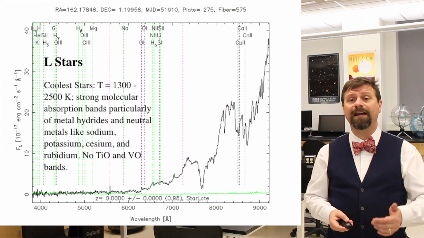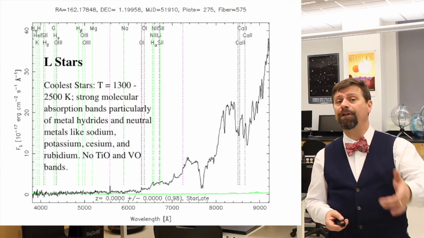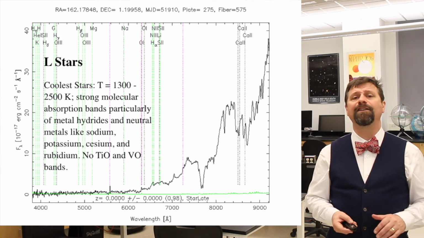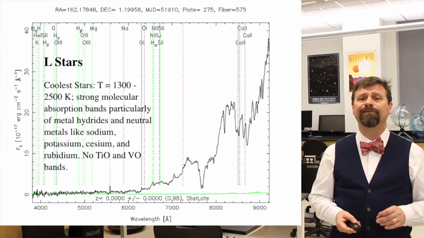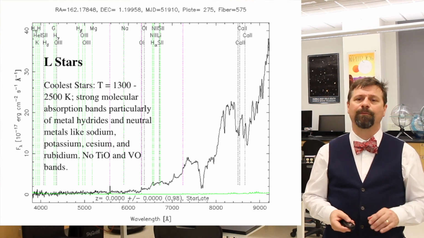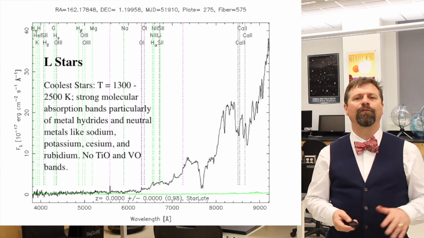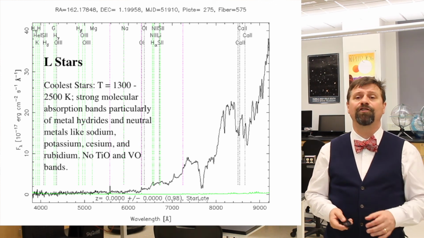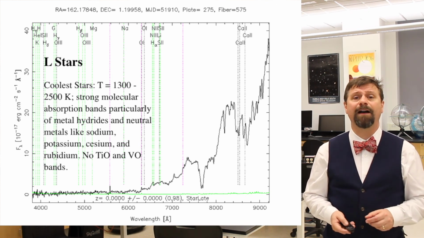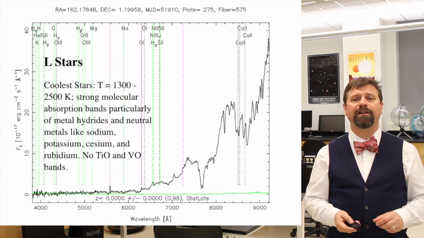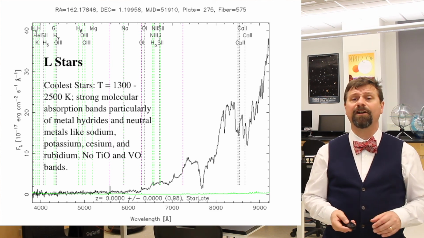When we get to the L type stars, there's practically no emission in visible light, and you have to actually look for them in infrared, and you see lots of molecular absorption. There's almost no emission anymore, and you see absorption due to very strongly bound molecules such as titanium oxide and vanadium oxide, and these things are very, very cool stars.